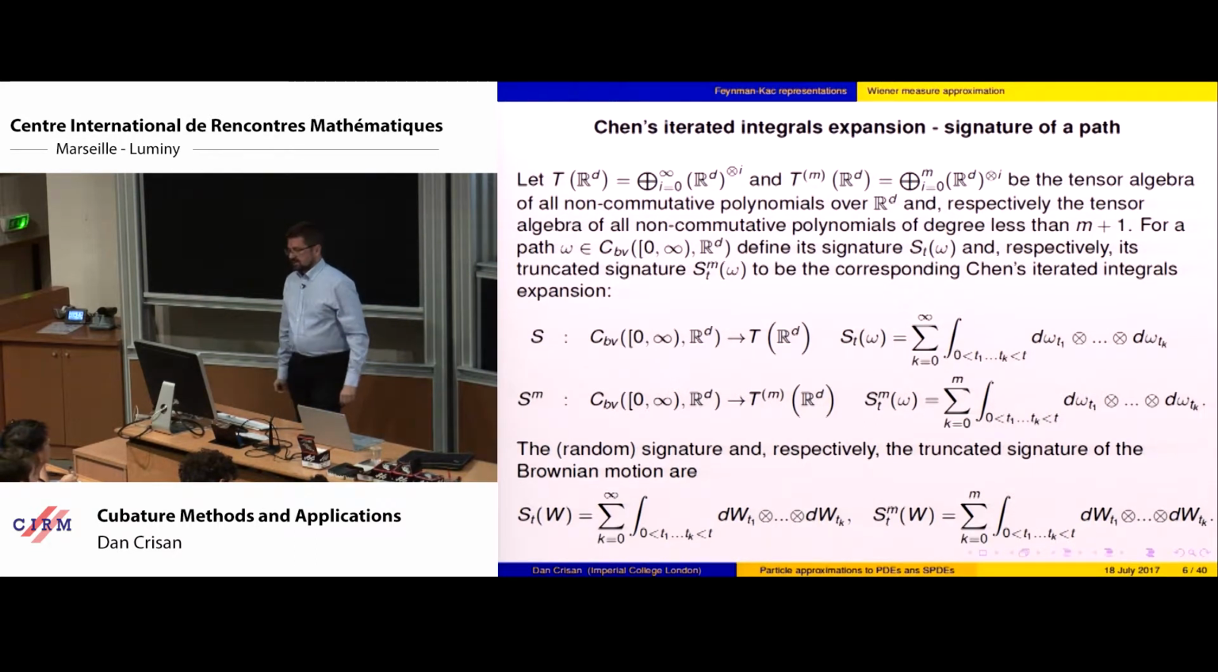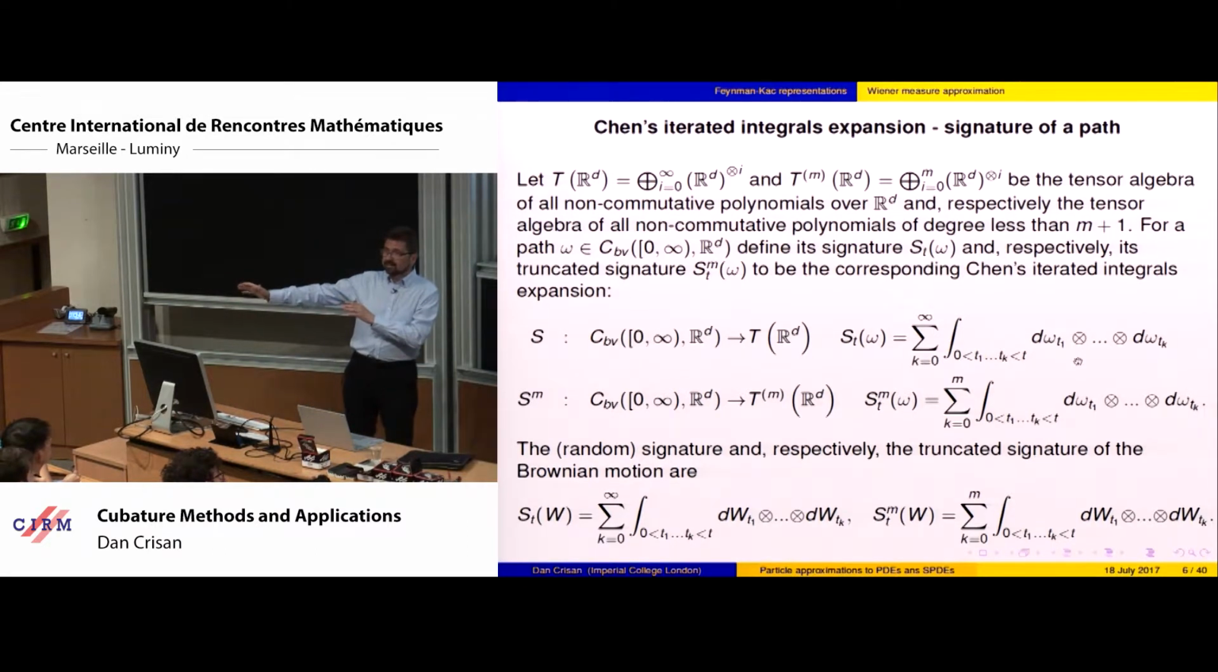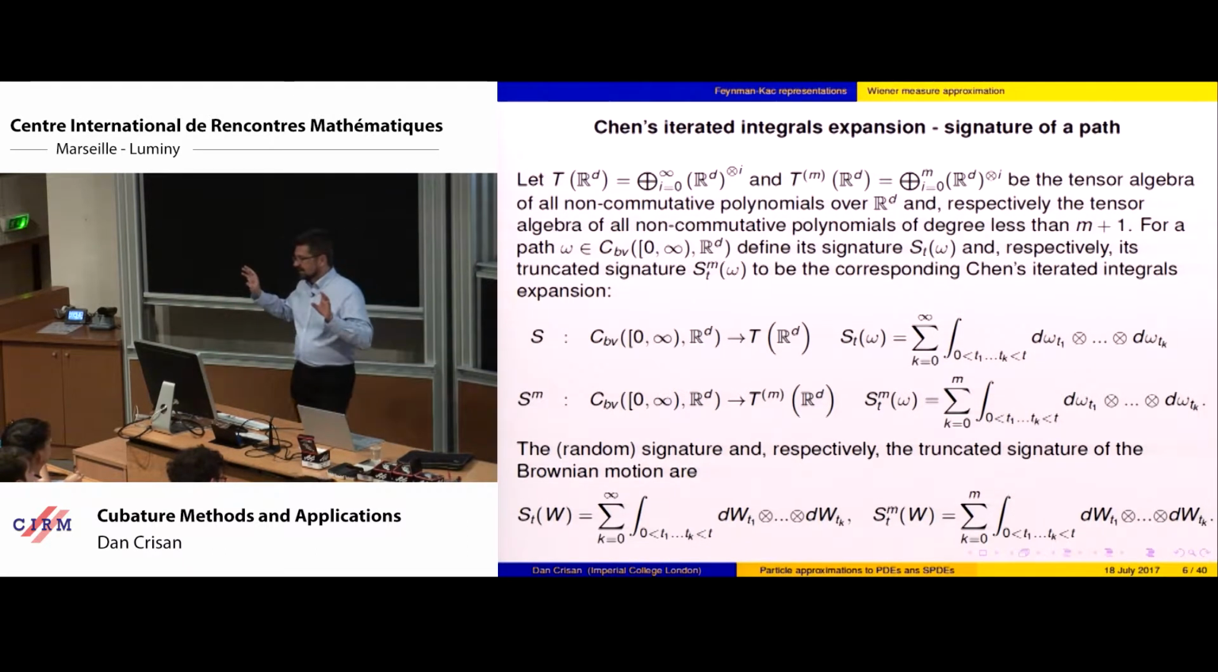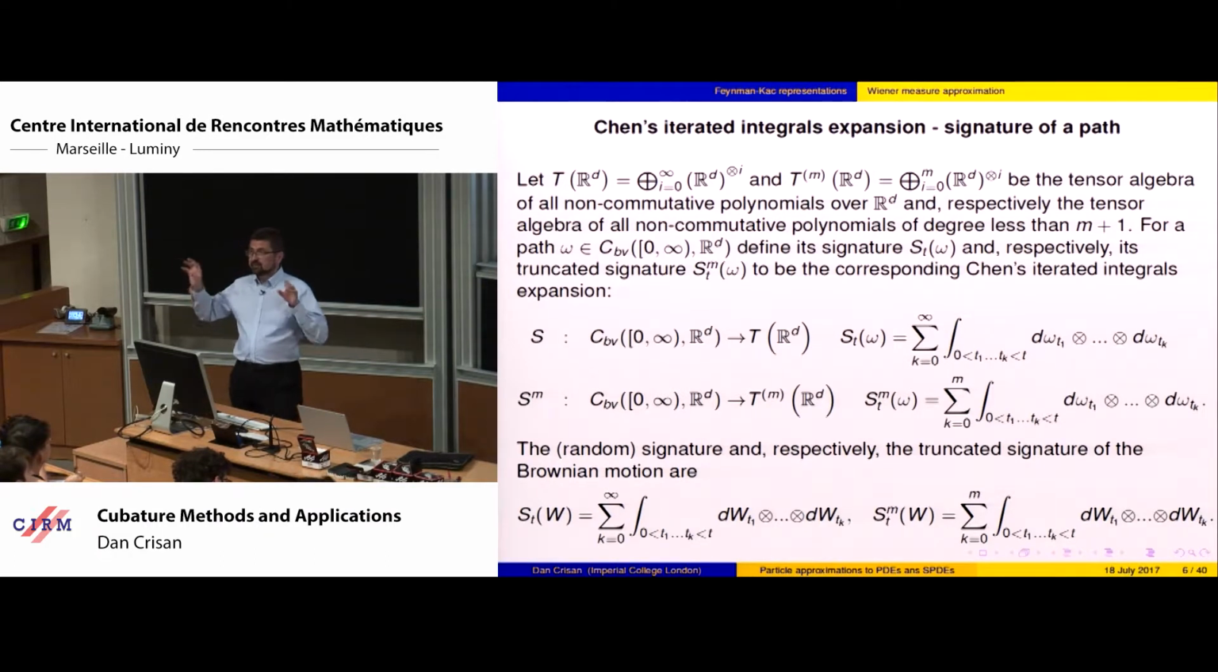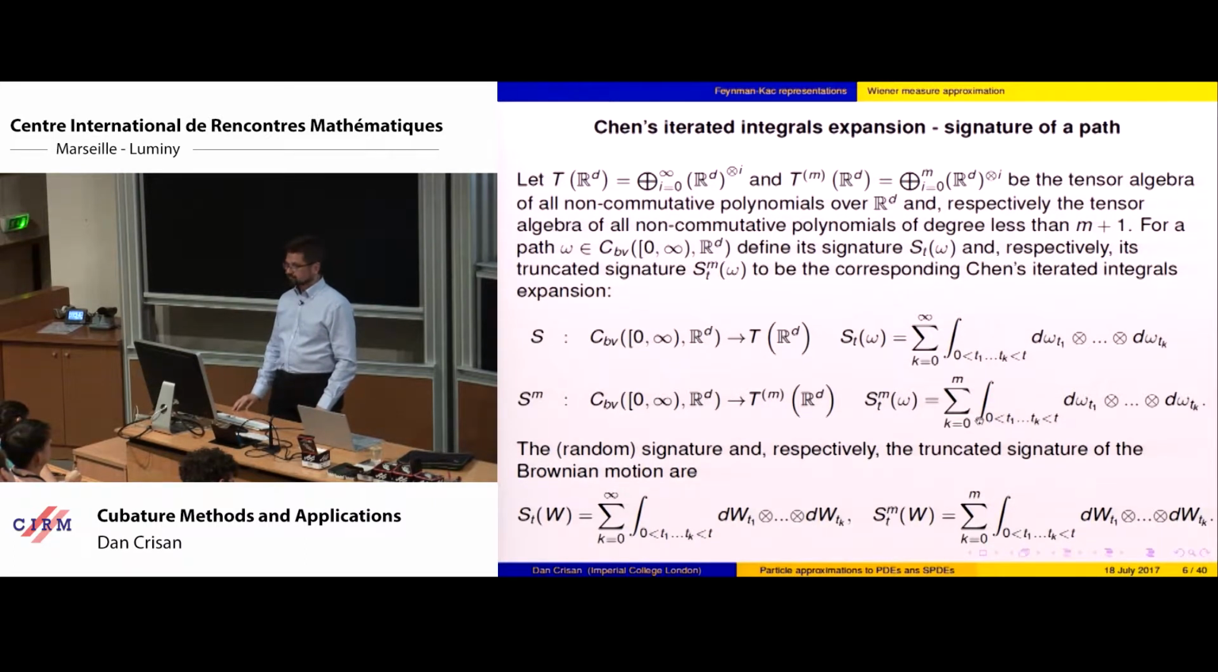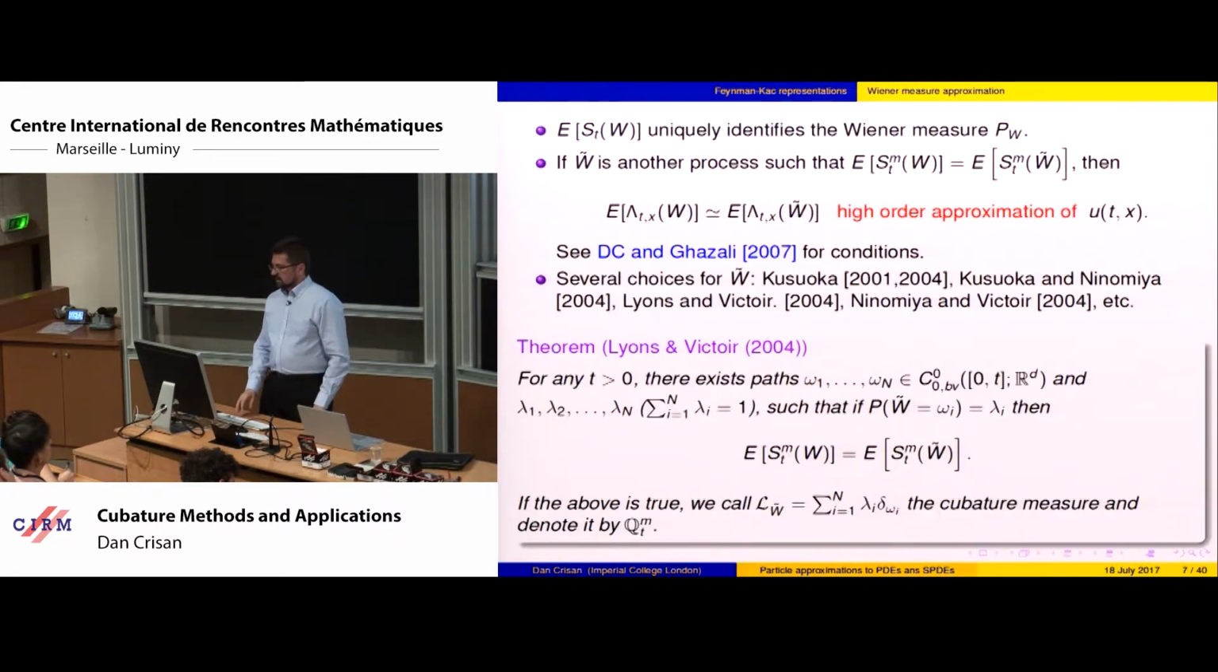Right. So as I said, I'm trying to avoid algebra here, right? Because we are analysts. And so the best way to think of this is to just take all the iterated integrals between all the possible components up to all orders, and that's the signature, and then if you want to truncate it, you just take the iterated integrals between components up to some order m. And you do the same thing for Brownian motion as you do for a path with bounded variation.